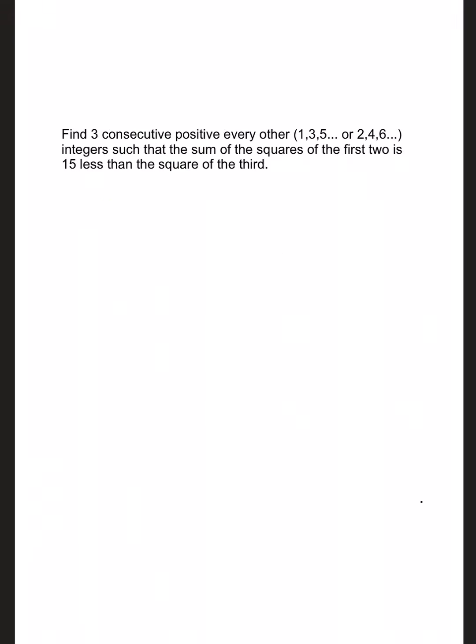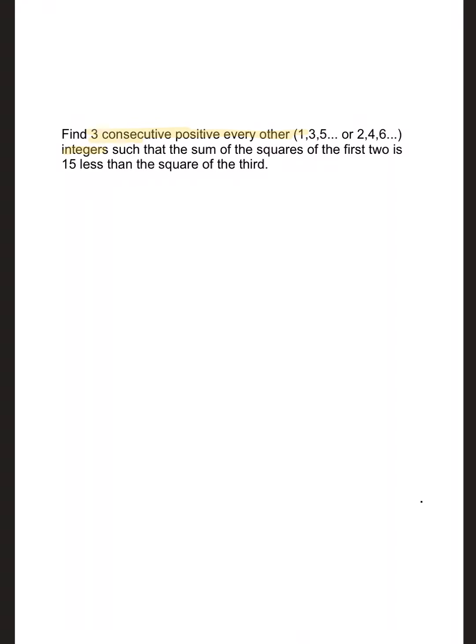Okay, let's take a look at a word problem as it relates to setting up a quadratic equation and then using the appropriate strategy to solve. So it says, find 3 consecutive positive every other integers. That's a lot of jargon there. So when I think every other, we should be thinking we're going up by 2. So they're either going to be positive even numbers or positive odd numbers.